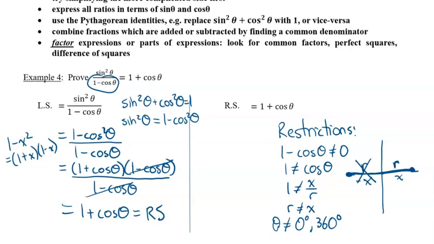I'm going to have a later video that you can check out that will show you all about how to do this in more detail with more difficult questions. But there you go. That's the basics of how to prove trigonometric identities.